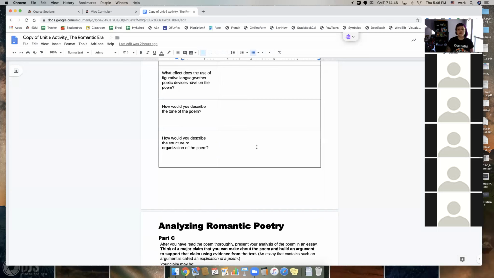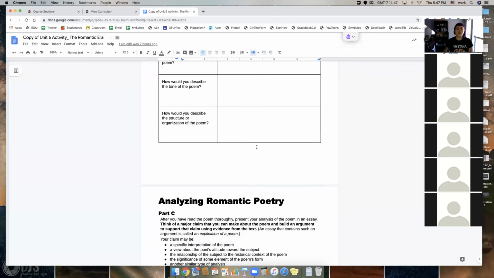And then how would you describe the structure or organization of the poem? Like, how is it set up? Is it really short? Is it long? Is it broken into multiple stanzas? Are the stanzas long and then short and then long? Like, how is it set up? I'm not really talking about necessarily the rhyme scheme of the poem, like is it A, B, C, D, C, D? If you want to talk about that, that's cool. But just overall, like what is the structure and how does that work out?